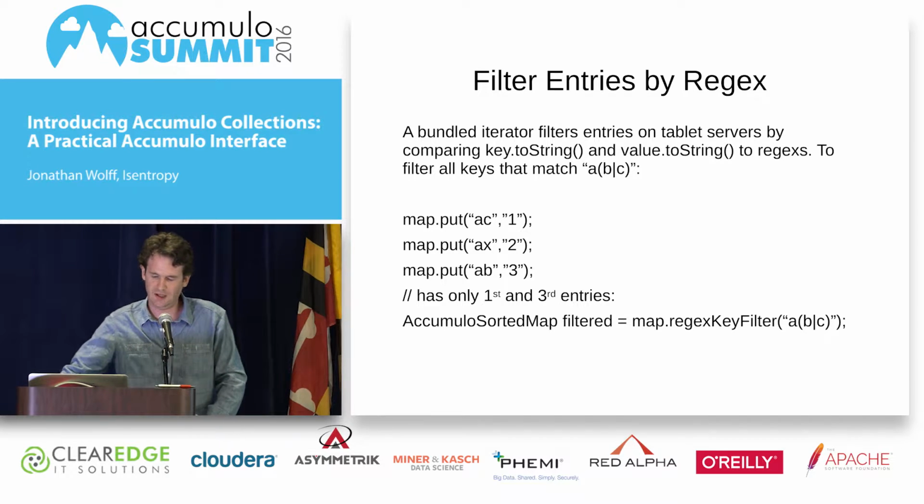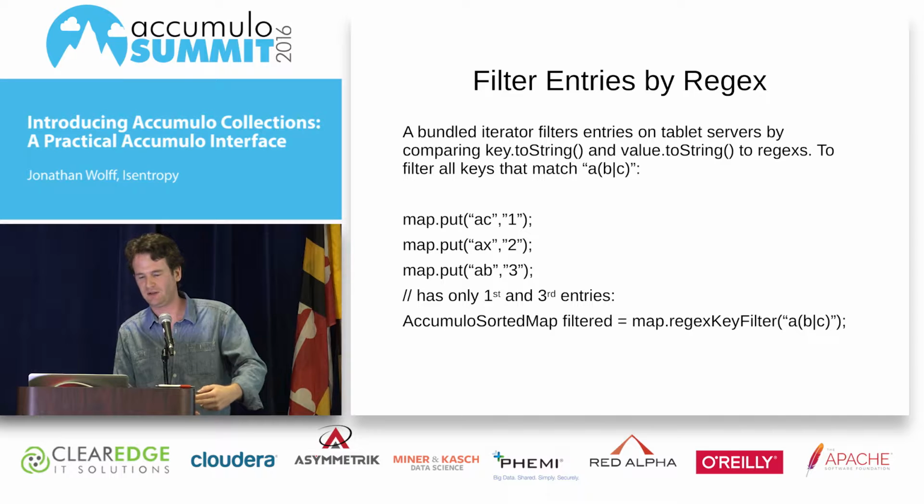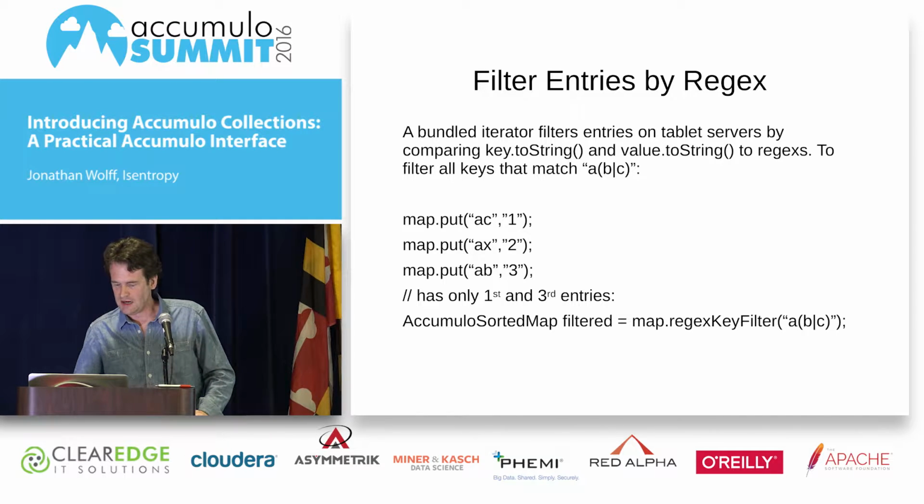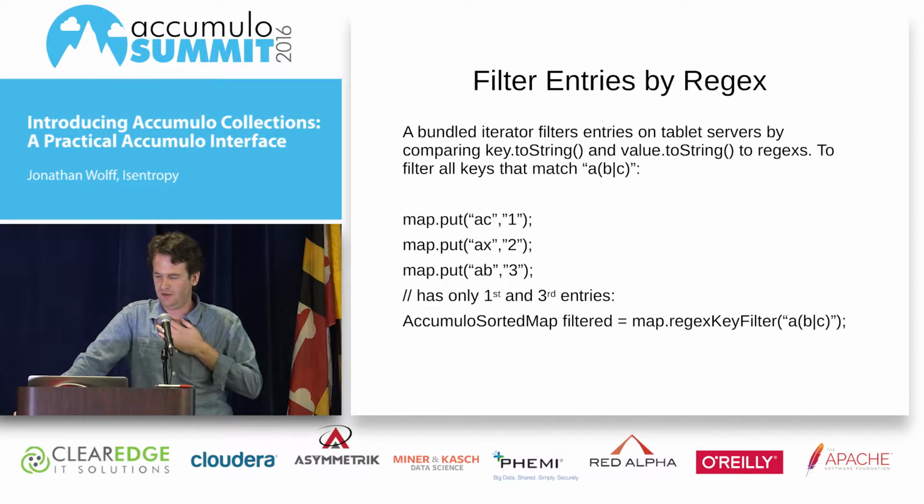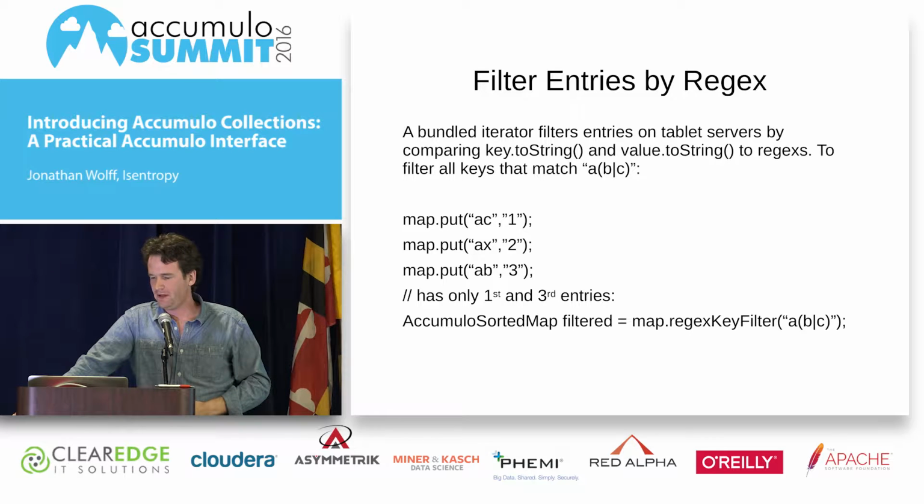So in this example, AC and AB would be allowed, but AX would not be allowed. And again, all these methods, I keep repeating this, all run on the tablet server, it's all chained, and it's all lazy evaluation. Another thing is the sampling features, which I think is a particularly useful feature. There's a sampling iterator that you can do a random sample with.